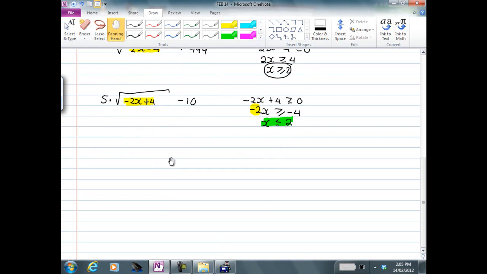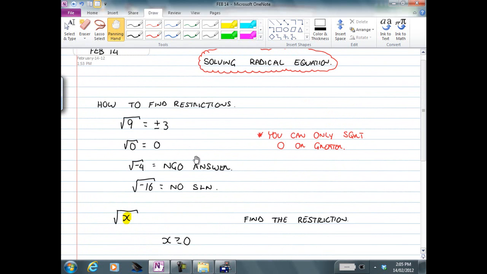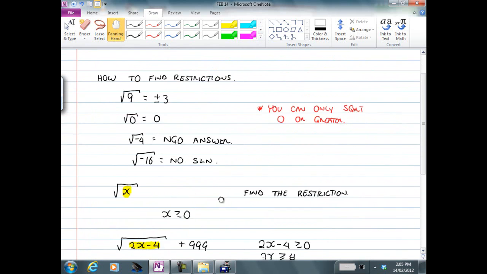Guys, gals, that's called working with restrictions. But that's too easy. That's not our lesson today. Our lesson today is not about restrictions. It's just the basics: how to solve radical equations.